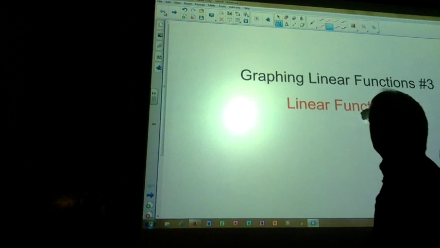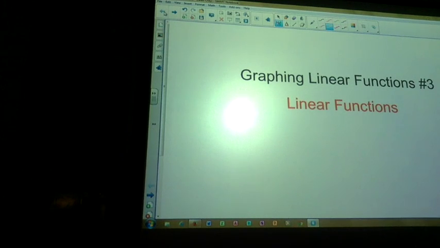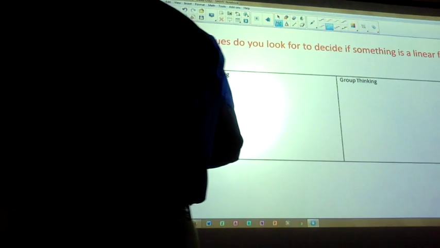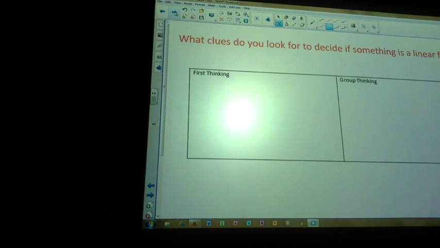Freddy. Graphing linear functions number 3. Okay. So, how do you think something might be a linear function? What's the big key word in there? Line. So if you were looking at a graph and it was a straight line, do you think that would be an okay clue to say it's probably a linear function? Yes. Does that make sense to say something like that? Yeah.